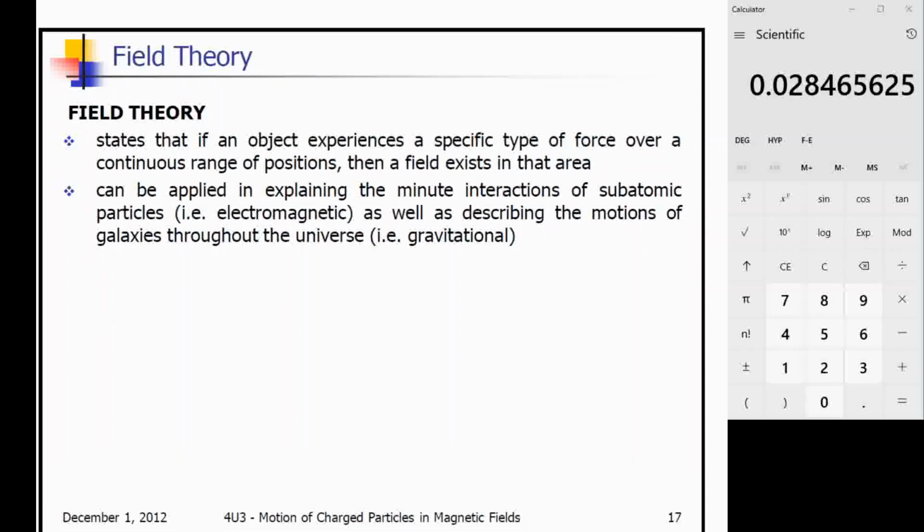So I'd like you to copy this down. Field theory states that if an object experiences a specific type of force over a continuous range of positions, then a field exists in that area, and it can be applied and explain the minute interactions of subatomic particles, as well as describing the motions of galaxies throughout the universe. And with that, we're going to end Unit 3.